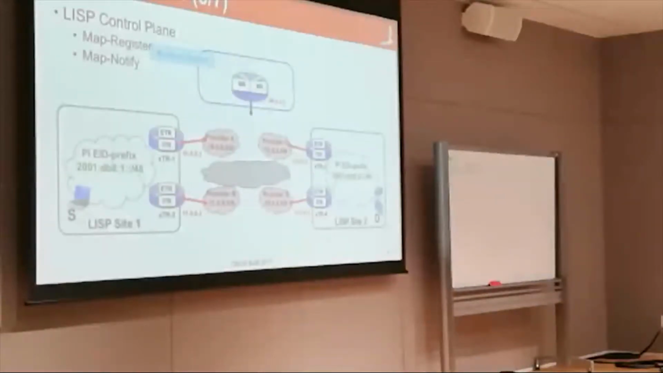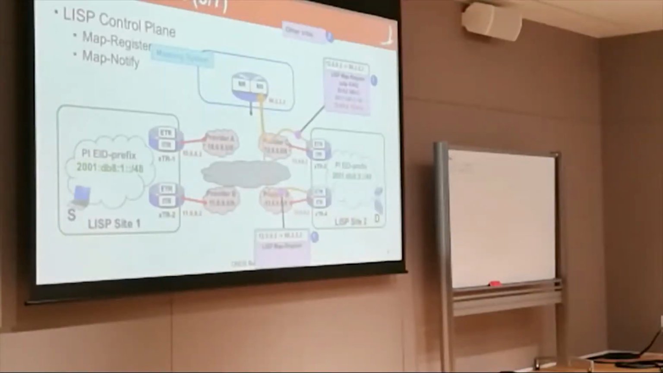I'm just going to talk a little bit about this control plane. Several types of control messages are defined to manage the mappings between the router and the control plane. Once a router is up, it sends a map register message to the controller, which we also call the mapping system. Several routers register like this.